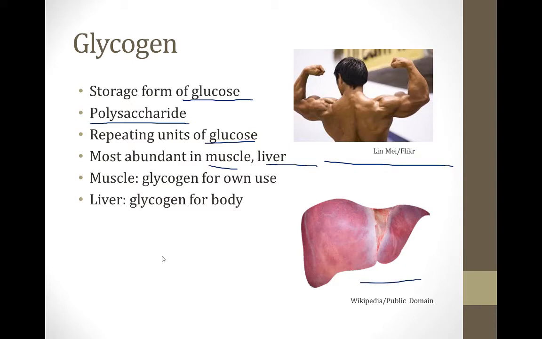Now, the muscle can break down glycogen for its own use, but the muscles cannot release the glucose that comes from glycogen into the circulation to be used by the tissues. The liver, on the other hand, will store glycogen, and when the liver breaks it down into glucose, it can actually release that glucose into the bloodstream so that other cells can use it for their own purposes.